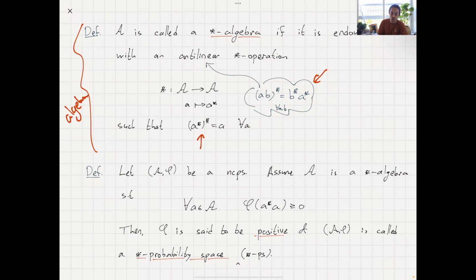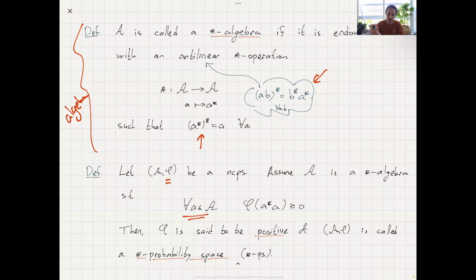Now, if you have a non-commutative probability space, namely you also have this phi, and assuming that A has the structure of a star algebra, then assuming the star behaves nicely with respect to phi, namely assuming that for every element in your algebra, phi of A star A is real, usually it's complex, and non-negative, in that case, we are going to say that phi is positive, or non-negative if you want, and the pair A, phi is not just going to be called a non-commutative probability space, but a star probability space, because no one wants to say a star non-commutative probability space.